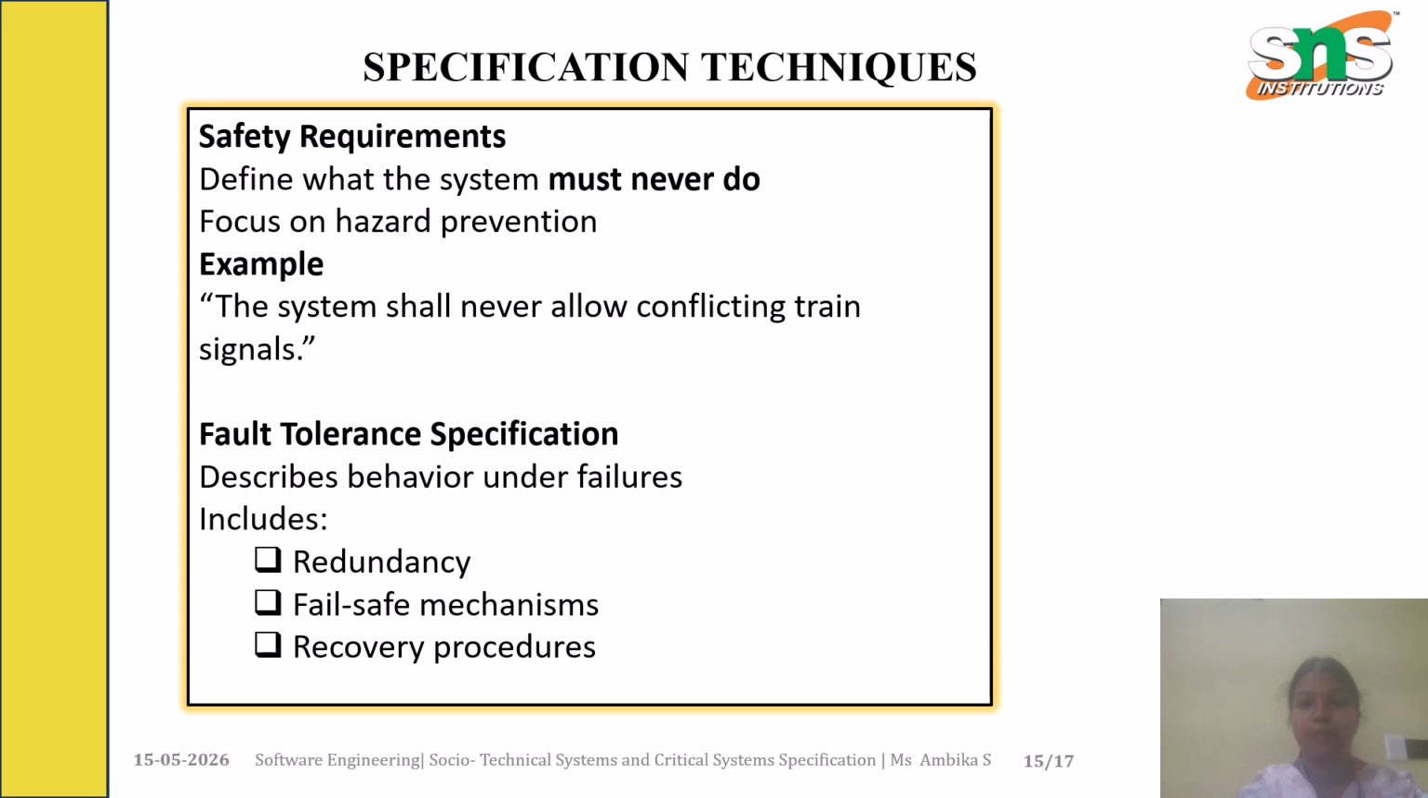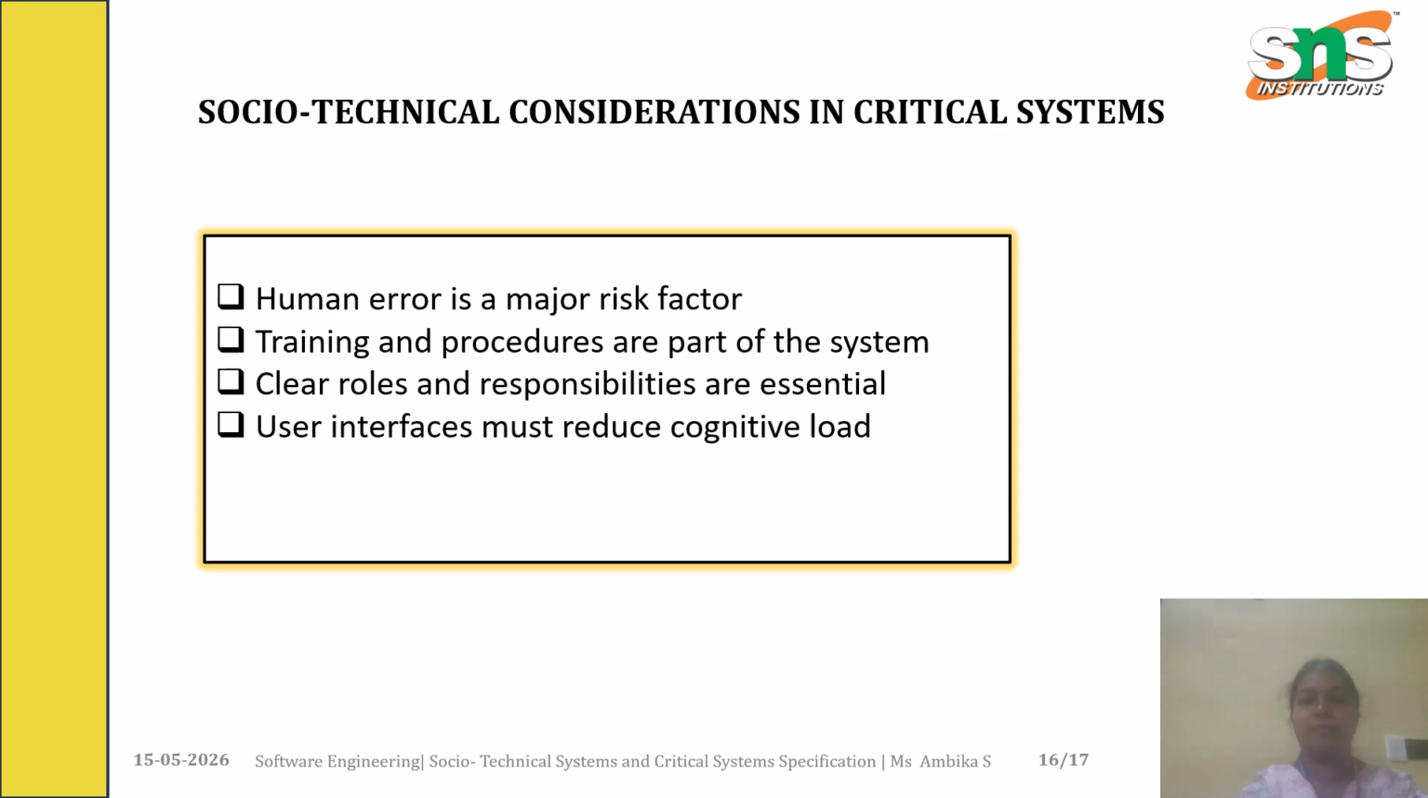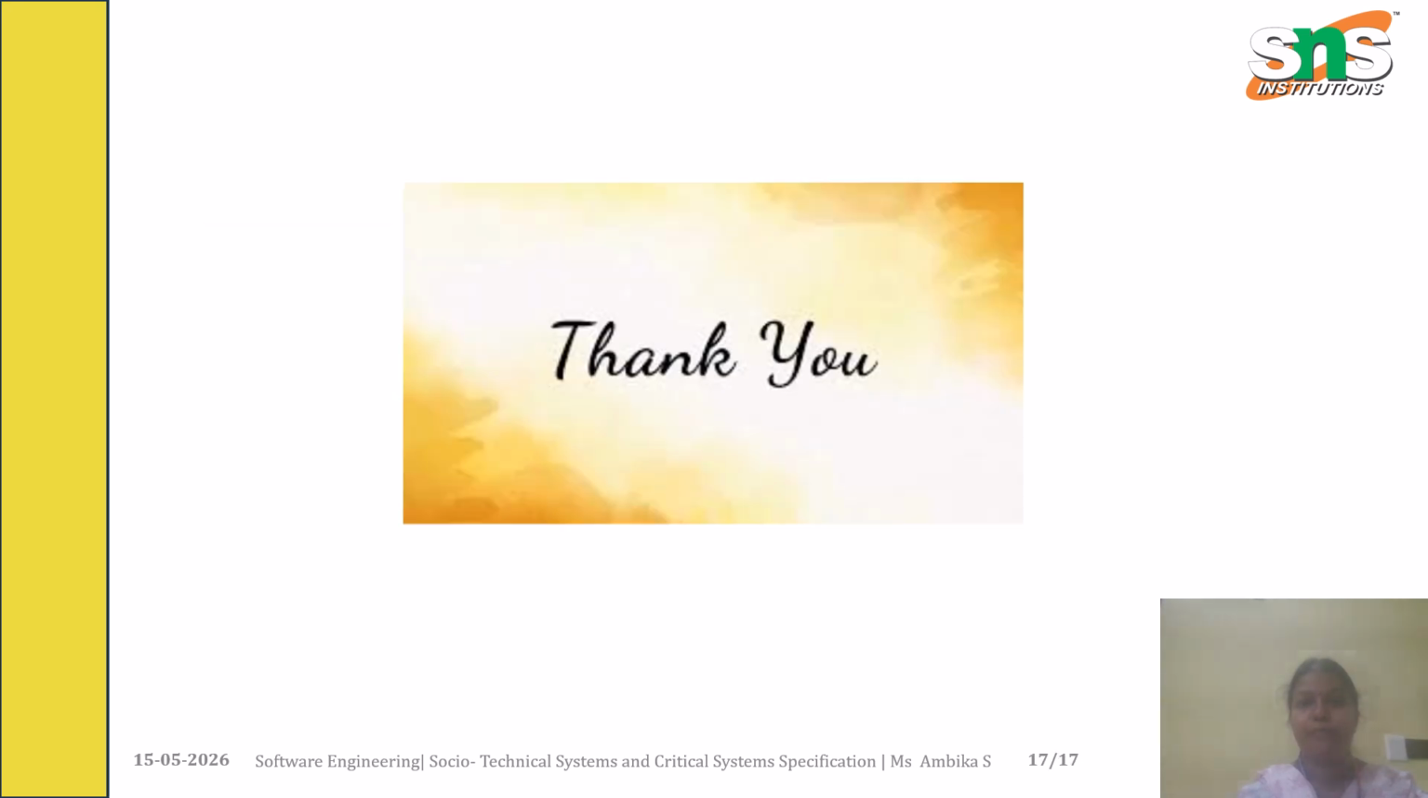Next is fault tolerance specification. It describes the behavior under failures, which includes redundancy, fail-safe mechanisms, as well as recovery procedures. Socio-technical considerations in critical systems. Human error is a major risk factor, and training and procedures are also part of the system. Clear roles and responsibilities are essential for the socio-technical considerations, and the user interfaces must reduce the cognitive load of the system. Thank you.